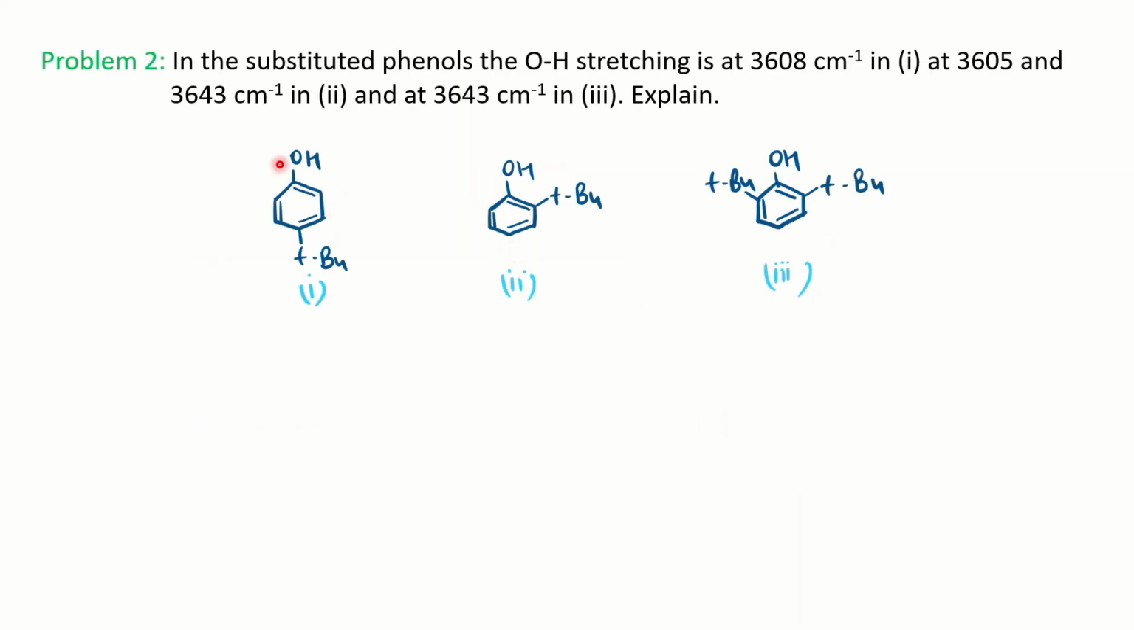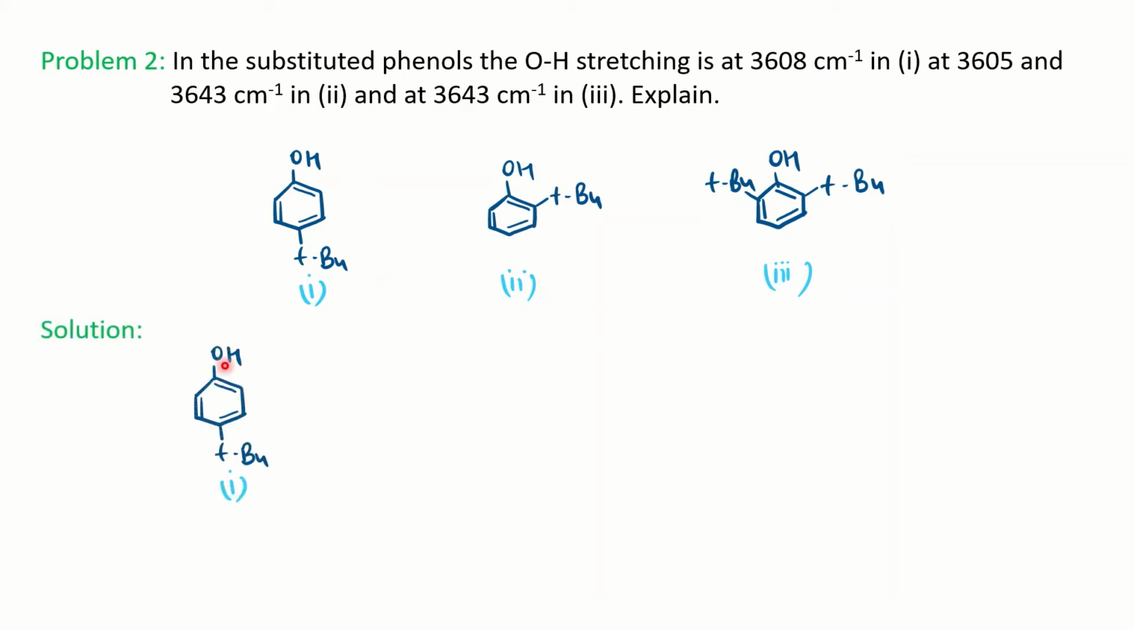This is the second problem where they have given you three substituted molecules, where the OH stretching for the first one is mentioned as 3608 per centimeter, while the second one shows two frequencies for OH. One is 3605, the other is 3643. And the final one shows only one, in the range of 3643, and you have to explain why.